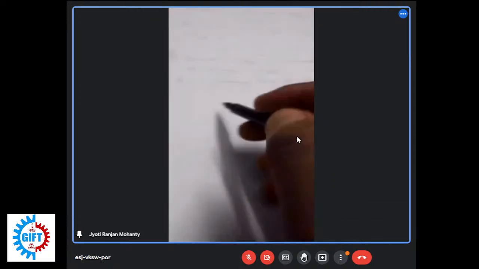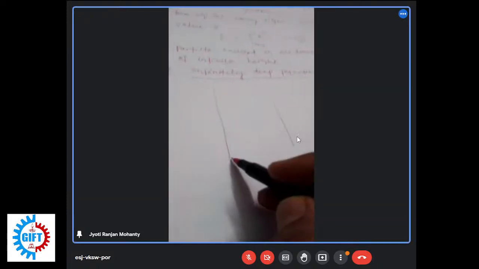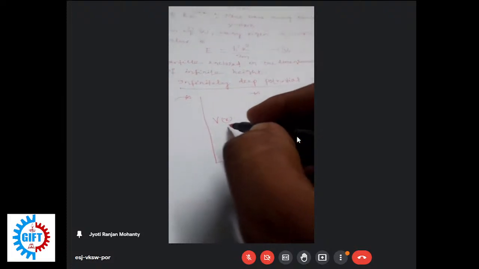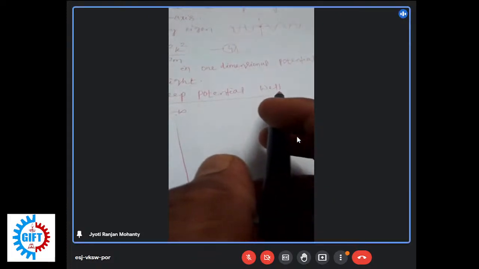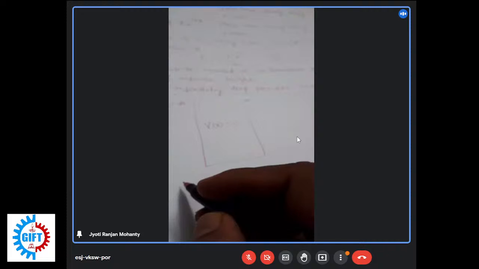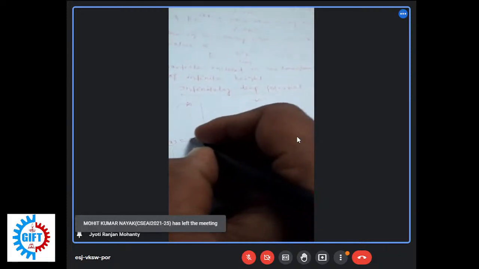What is the heading written by me? Read: particle enclosed in a one-dimensional potential box of infinite height, or it is known as an infinitely deep potential well. Okay. So look here, you do this diagram. Be quick.